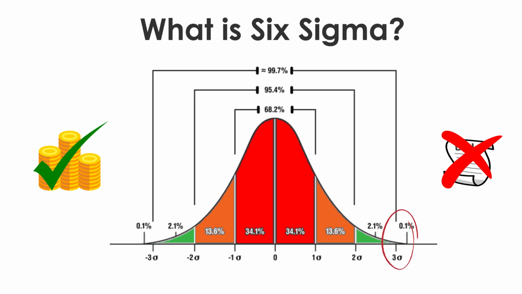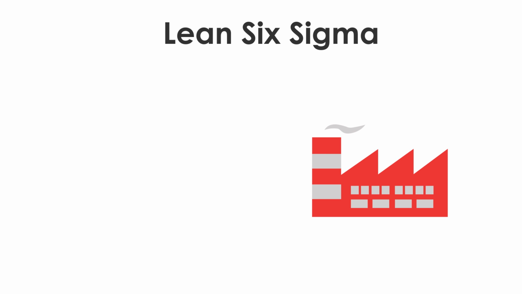Achieving 6 Sigma performance indicates achieving a 99.9996% satisfaction, which equates to 3.4 defects per million opportunities. Lean Six Sigma integrates the lean thinking, or eliminating waste, into Six Sigma methodology.